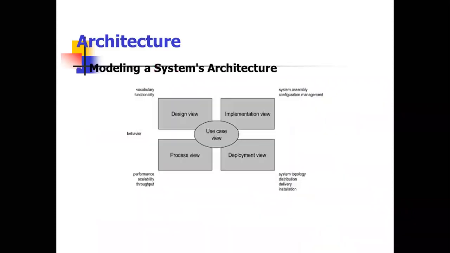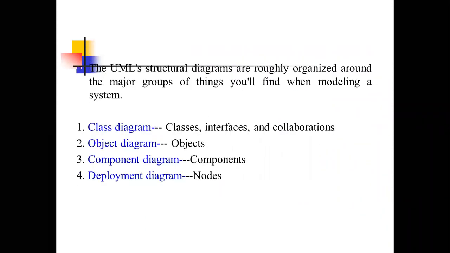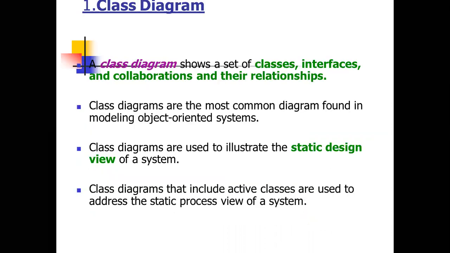Then we have seen the constraint. So that's it for your third chapter. We are finished with your third chapter from object oriented software engineering. Okay, thank you.